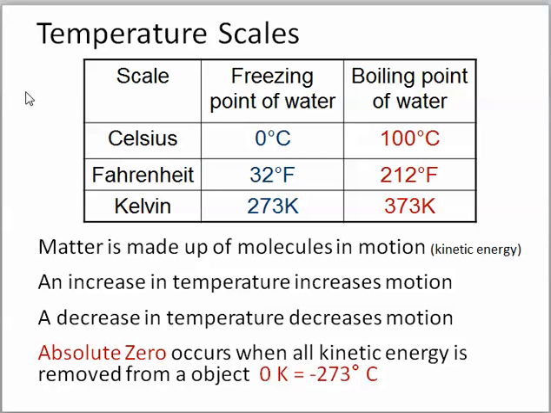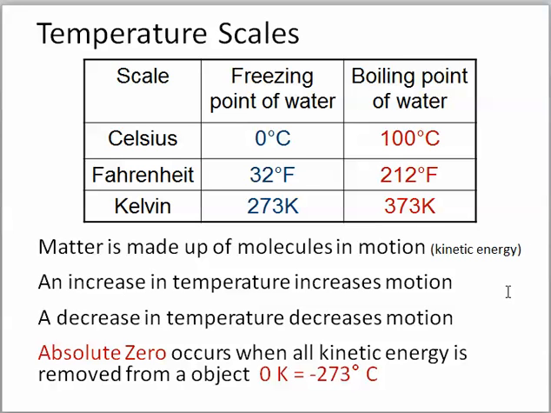Here are some temperature scales. You can copy these down. Matter is made up of molecules in motion, meaning every molecule is moving. It has kinetic energy. It's moving. The faster it's moving, the more kinetic energy it has, the higher the temperature, because it's going to have a higher average kinetic energy. An increase in temperature increases motion. A decrease in temperature decreases motion.